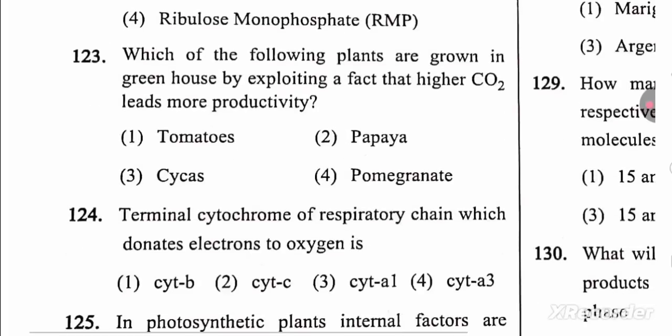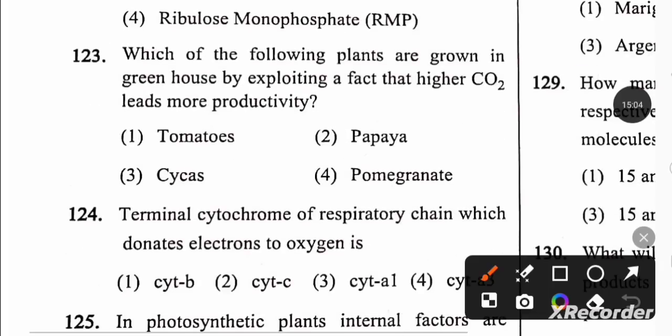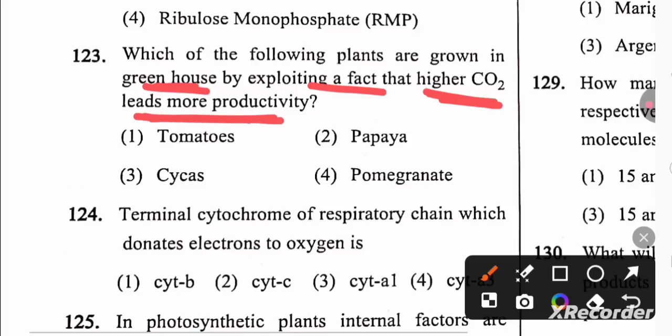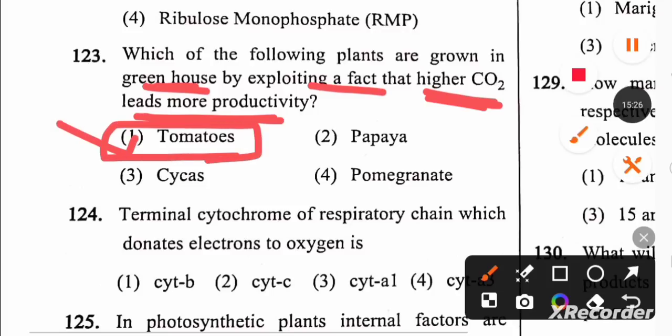Which of the following plants are grown in greenhouses by exploiting the fact that higher carbon dioxide leads to more productivity? Carbon dioxide is a limiting factor. Exploiting the fact that higher carbon dioxide can lead to more productivity, the experiment has been done on tomato. Along with tomato, bell pepper also can be used. Another question, also very easy.